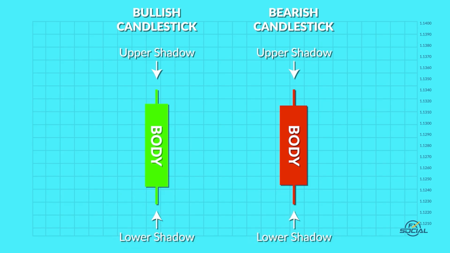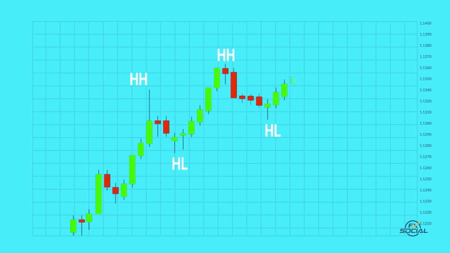Green body candles indicate that the currency closes above the opening price. Red body candles indicate that the currency closes below the opening price. Candlesticks are easy to interpret and are a good place for beginners to start figuring out Forex chart analysis.